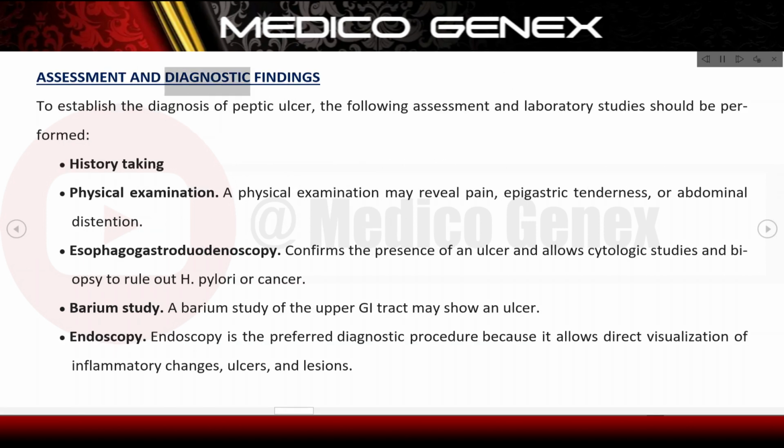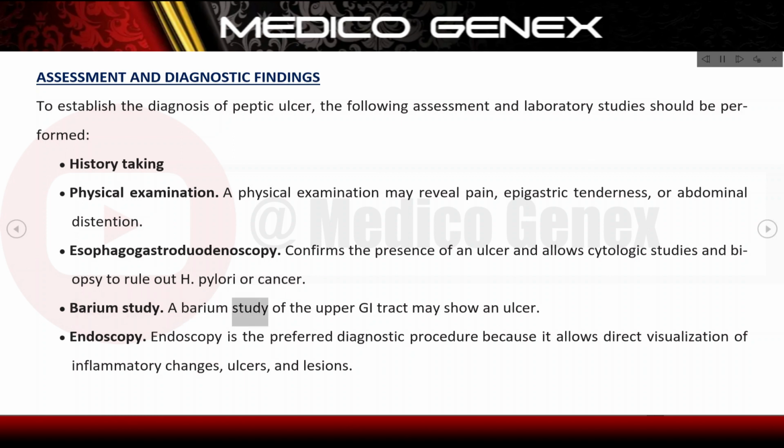Assessment and diagnostic findings. To establish the diagnosis of peptic ulcer, the following assessment and laboratory studies should be performed. History taking. Physical examination. A physical examination may reveal pain, epigastric tenderness, or abdominal distension. Esophagogastroduodenoscopy confirms the presence of an ulcer and allows cytologic studies and biopsy to rule out H. pylori or cancer.